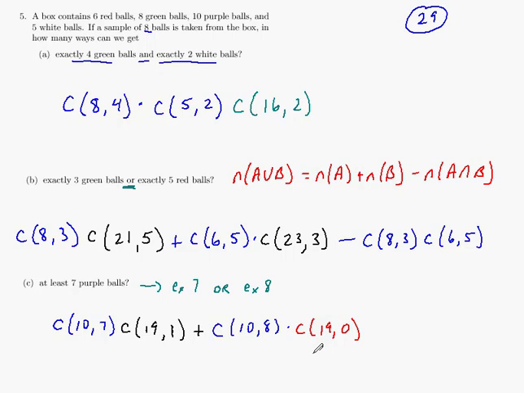You could have done part C as total minus what we don't want. That is much harder and a lot longer to write down.